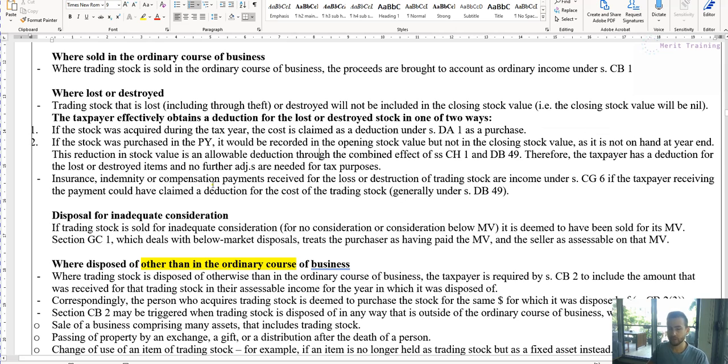Now, what happens if you get an insurance payment for the stock that you've lost or stolen? How does that work? Well, if that's the case, you can still claim a deduction for it, but any insurance payments that you receive will be income. So you're basically getting $100 income, $100 deduction. It's going to net out. So you're not going to be in any negative position, but you will be receiving the cash from the insurance for it. So you'll be in the same position you were before, theoretically.